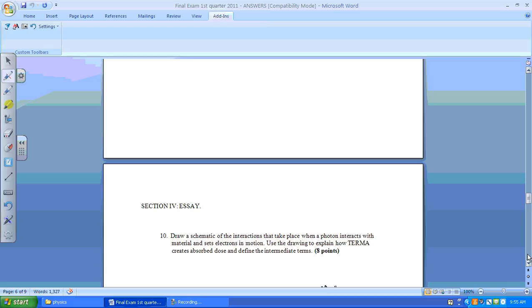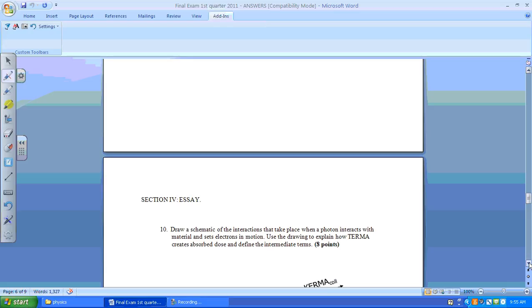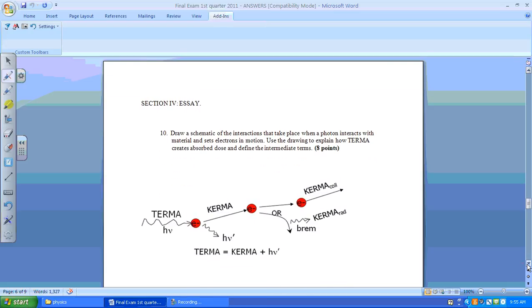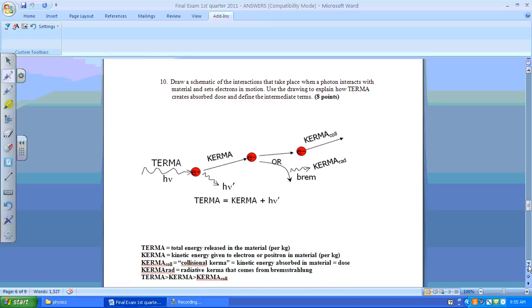Draw a schematic of the interactions that take place when a photon interacts with the material and sets electrons in motion. Use the drawing to explain how terma creates absorbed dose and define the intermediate terms. So I wanted you guys to show this interaction. This is an important schematic right here. It tells everything that's going on as photons interact with electrons and then the cascade of particles and energy.